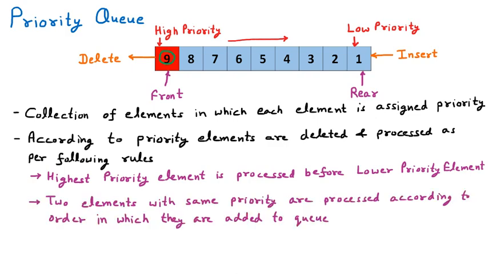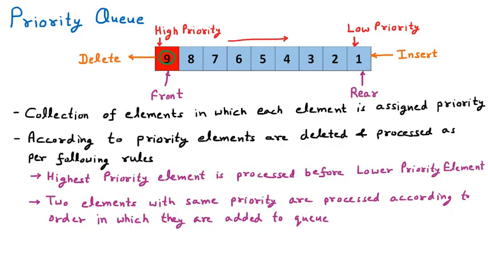That means if two elements are there and both have the same priority, one of them will be processed first for sure. So if two elements have the same priority, the chance will be given to the element that entered the queue first. That will be given the first chance. So that is all about the priority queue.